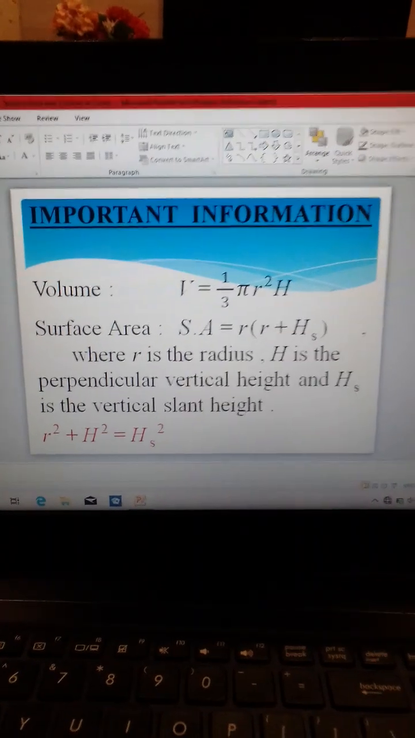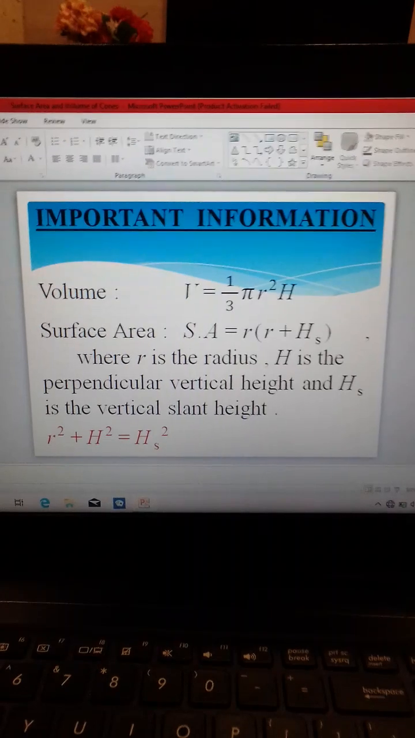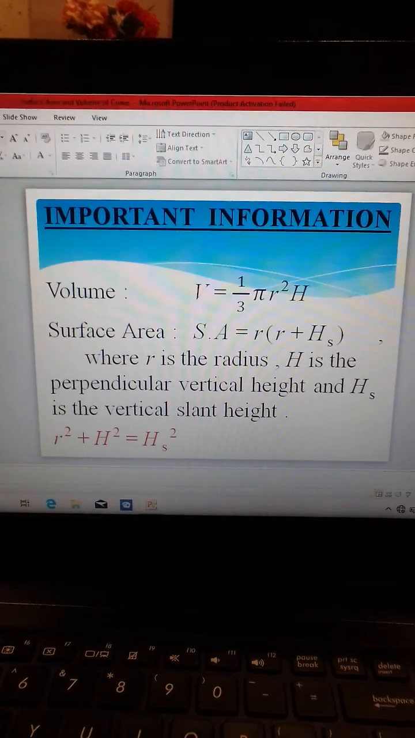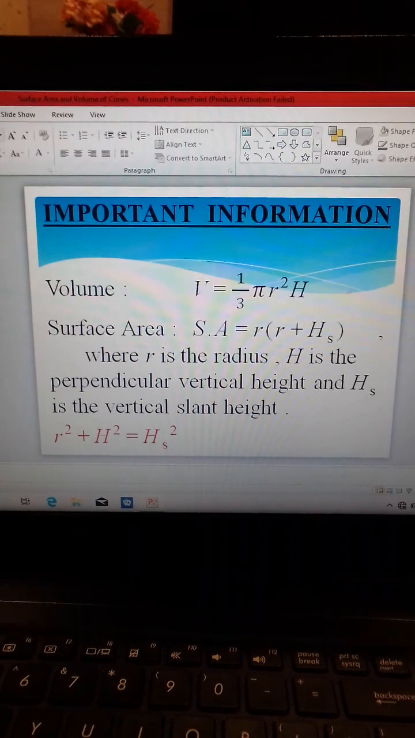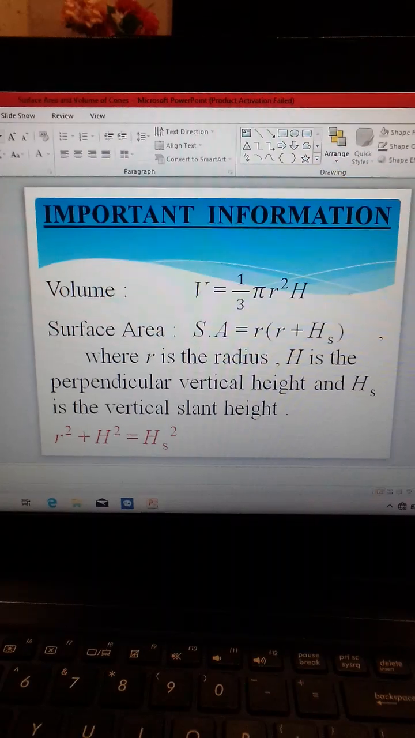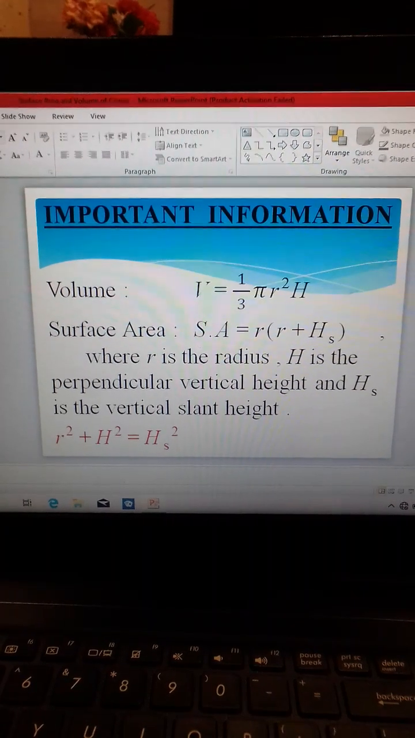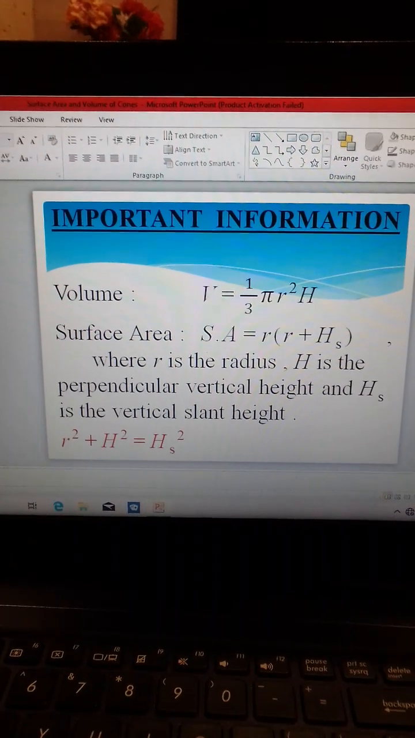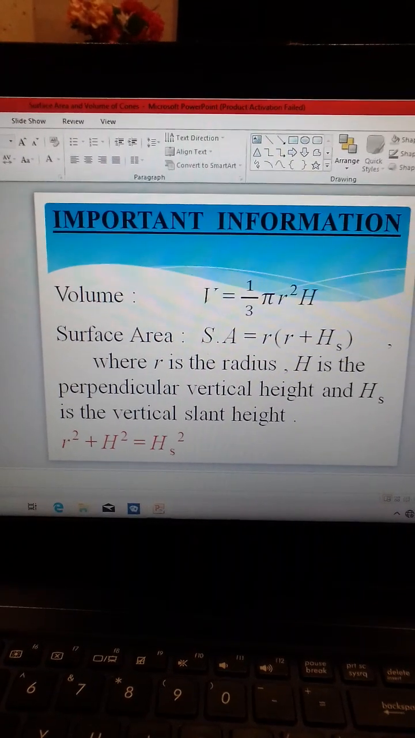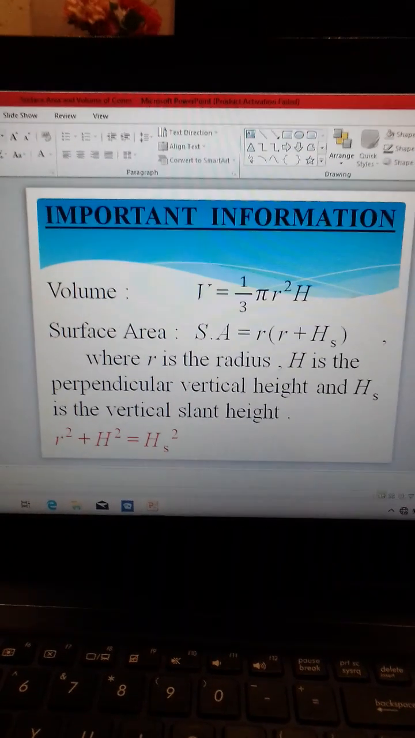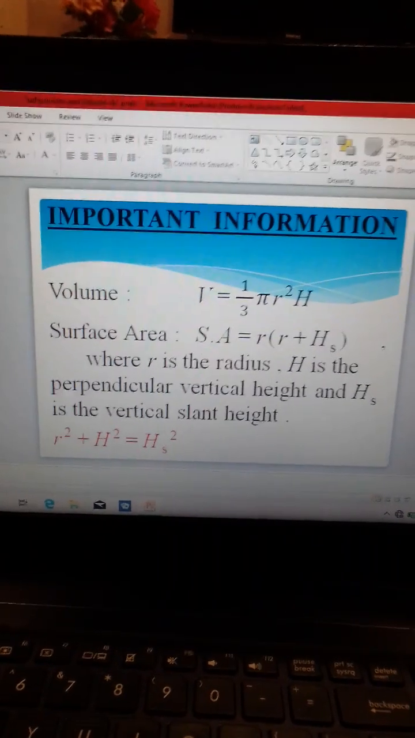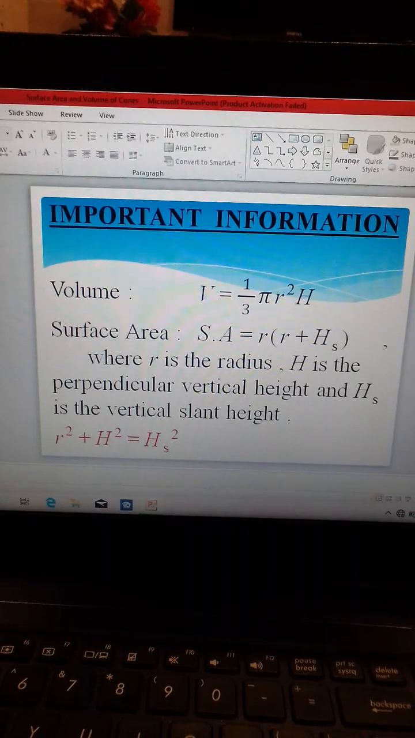So the important information that you need to know is that when calculating the volume, V is equal to 1 over 3 pi r squared h, right? Where r is the radius and h is the perpendicular vertical height. Surface area, SA is equal to pi r (r plus hs), or sometimes hs may just be s, right? Where r is the radius and hs is the vertical slant height.